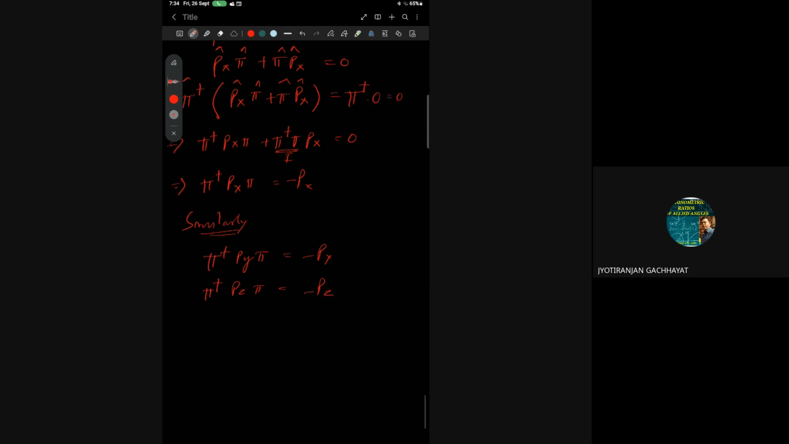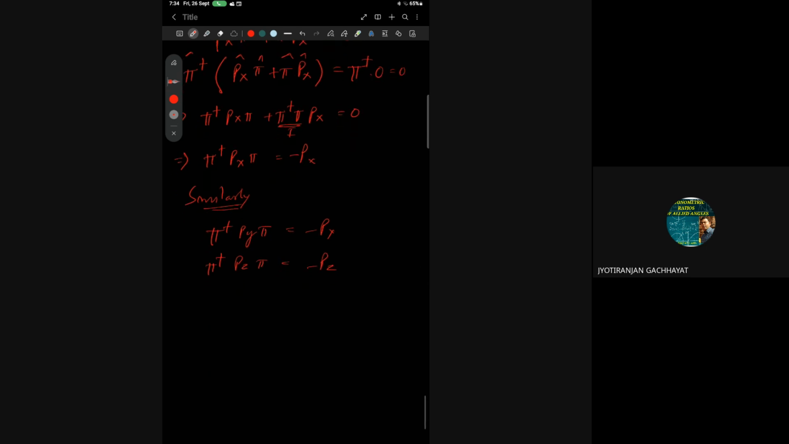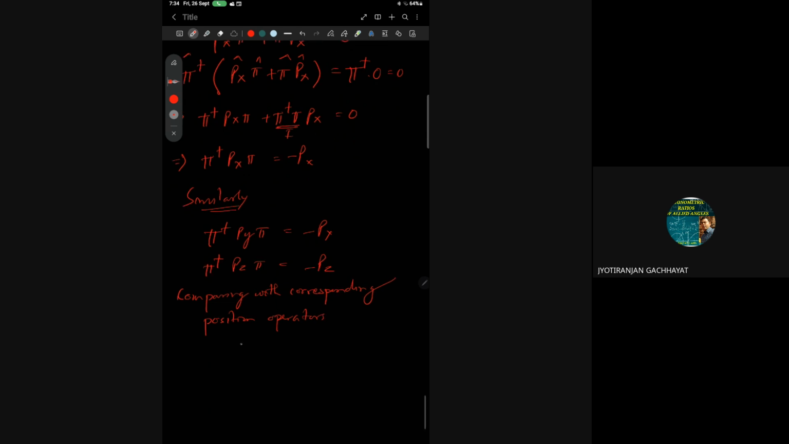So if we compare it with the corresponding position operators, we can simply write pi x pi dagger will be equal to minus x. All right.